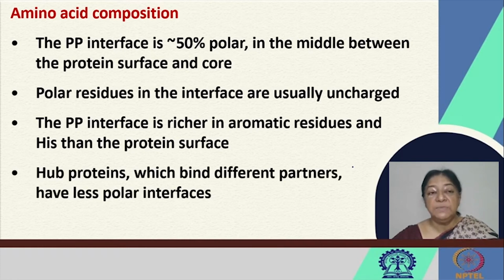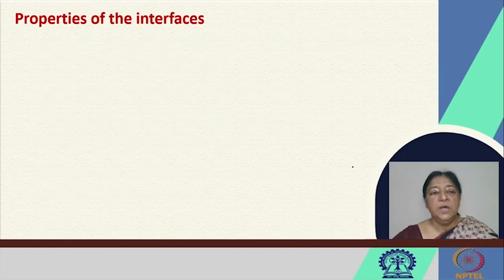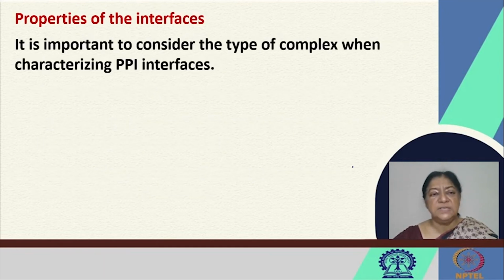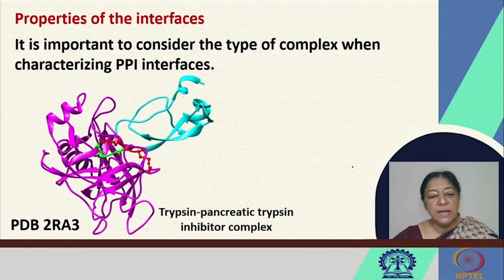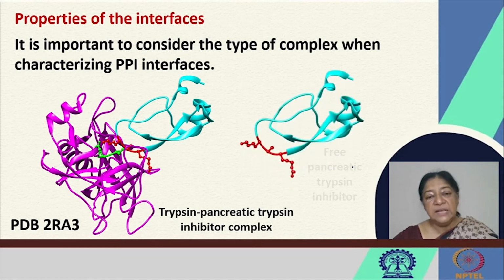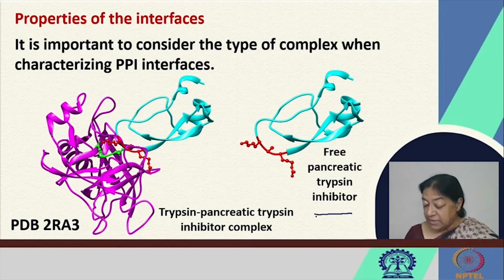We have something called hub proteins, which we will see what it means in a moment, where there is a binding with different partners. So if we look at the properties of the interface, it is important to consider the type of complex when we are characterizing this protein-protein interaction interface. For example, if we're looking at a trypsin pancreatic trypsin inhibitor complex, then there are specific residues that are involved in the interaction. So we have the free pancreatic trypsin inhibitor here.